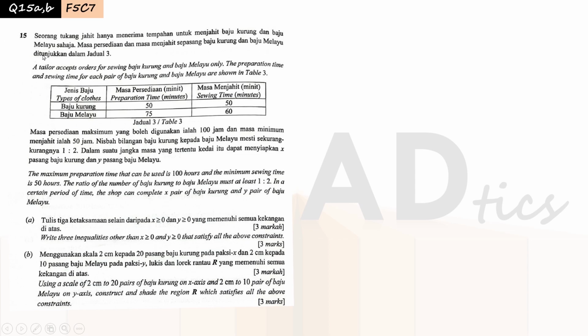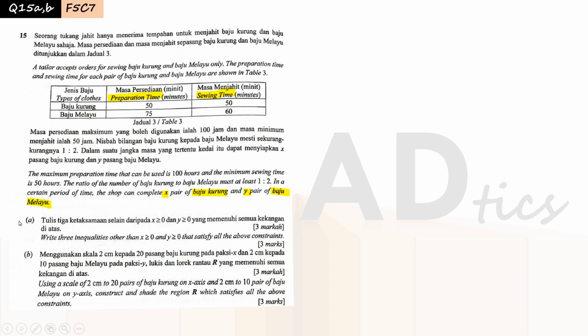And our last question is coming from the Linear Programming chapter. Okay, so here we need to sew 2 things. One is the baju kurung and the other one is the baju Melayu. And in this table we have the preparation time and the sewing time. Okay, so let's identify what is X and what is Y first. So here baju kurung will be X, baju Melayu would be Y.